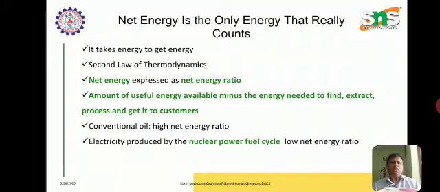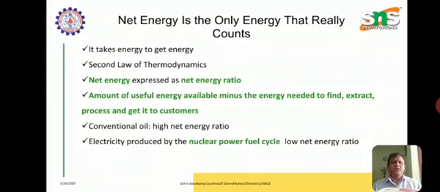It takes energy to get energy. If we want to produce electrical energy, mechanical energy has to be produced. For the mechanical energy, we have to use some kind of thermal energy. The first law of thermodynamics states energy can neither be created nor destroyed. But the second law says there must be some loss. So the net energy expresses the net energy ratio: some part of the energy has been converted into useful energy.